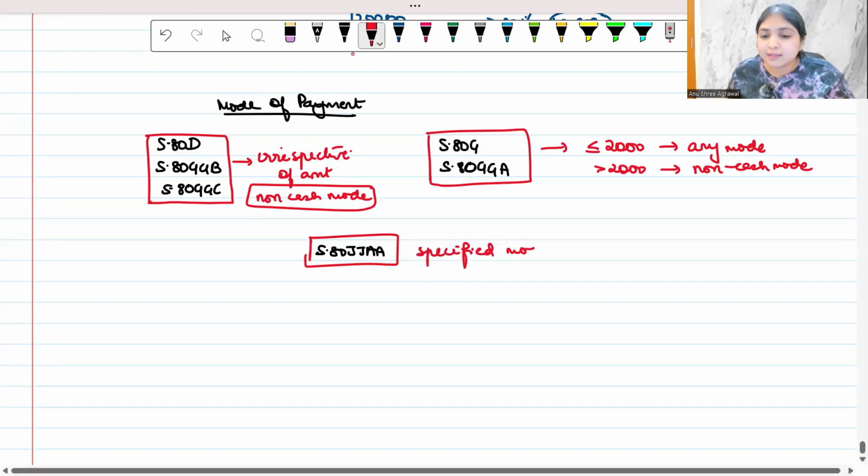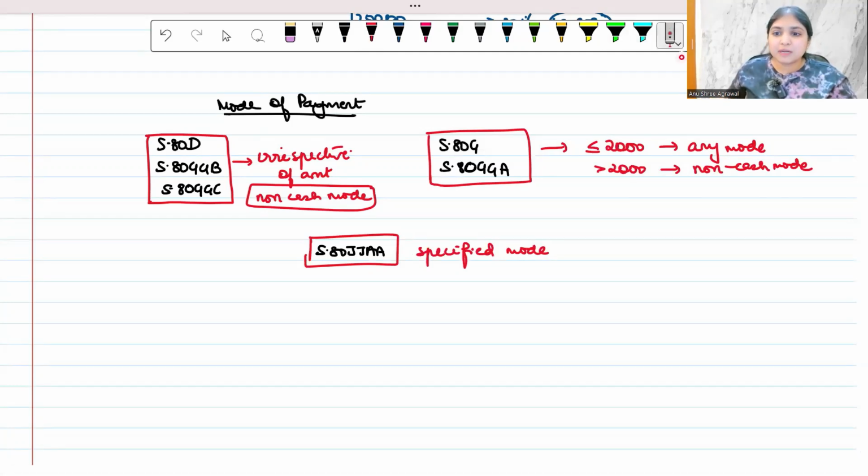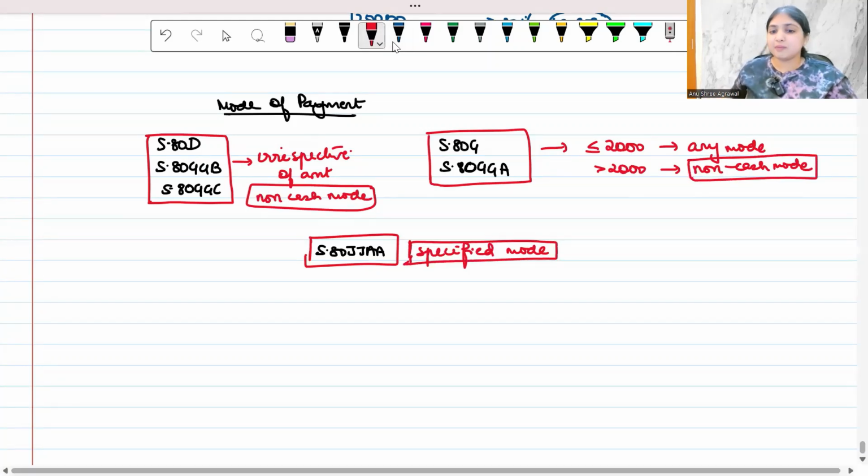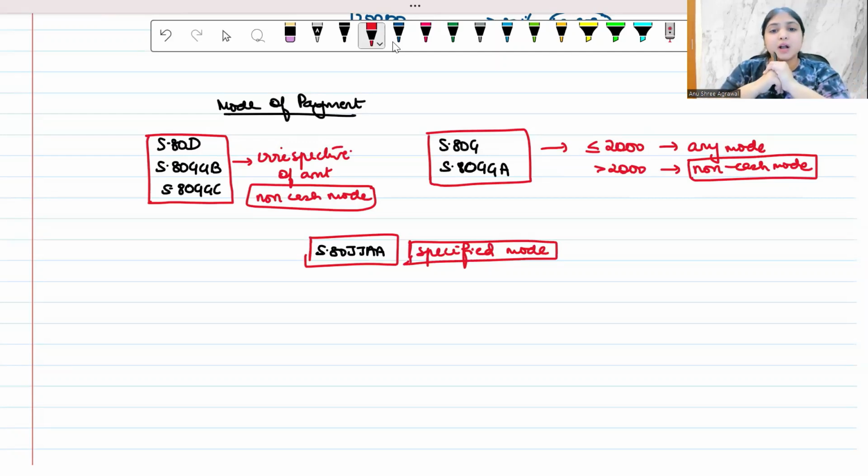So all the other sections in chapter 6A, wherever we talk about the mode of payment, we talk only about the non-cash mode, right? However, in 80JJAA, this is the only section where we talk about the specified mode. You know what the specified modes are? Account payee cheque, account payee bank draft, and ECS. Okay, so this was your final summary on the modes of payment.